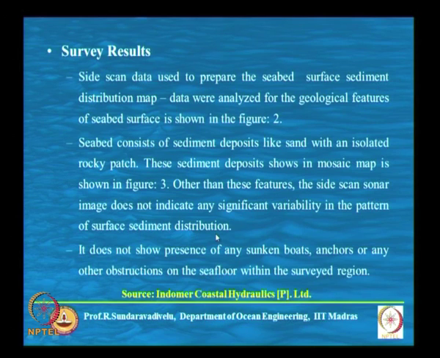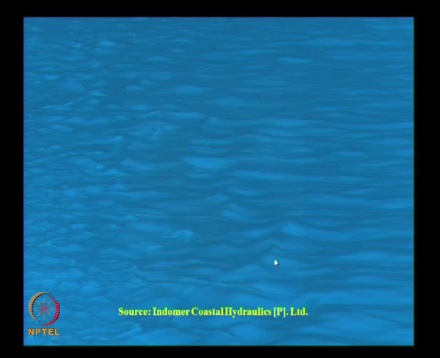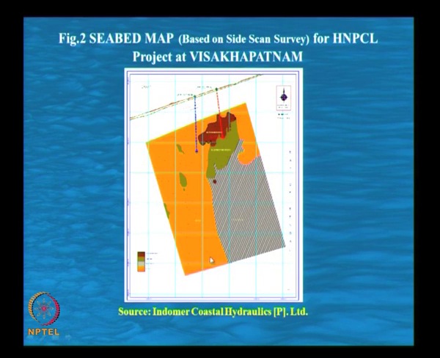The main purpose is to indicate any significant variability in the pattern of surface sediment distribution. This is for assisting the geotechnical investigation. The other one is whether there are any sunken boats and things like that. This figure shows the seabed, and various color codes are also given here.